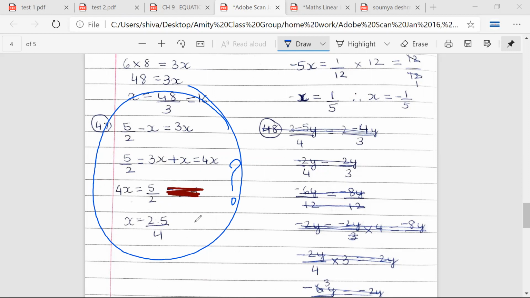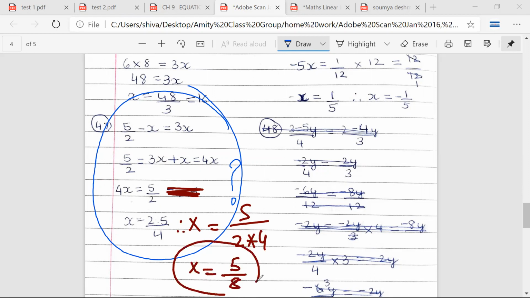4x is equal to 5/2. Therefore, x is equal to 5/2 into 4. Aishwarya ji, any doubt? No, sir. So therefore, the final answer is x is equal to 5/8. Any doubt? No, sir. Samay ji, any doubt?